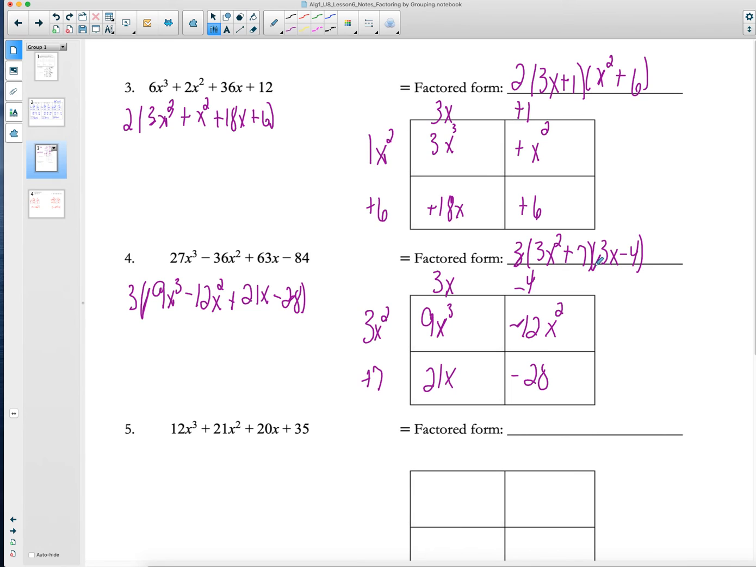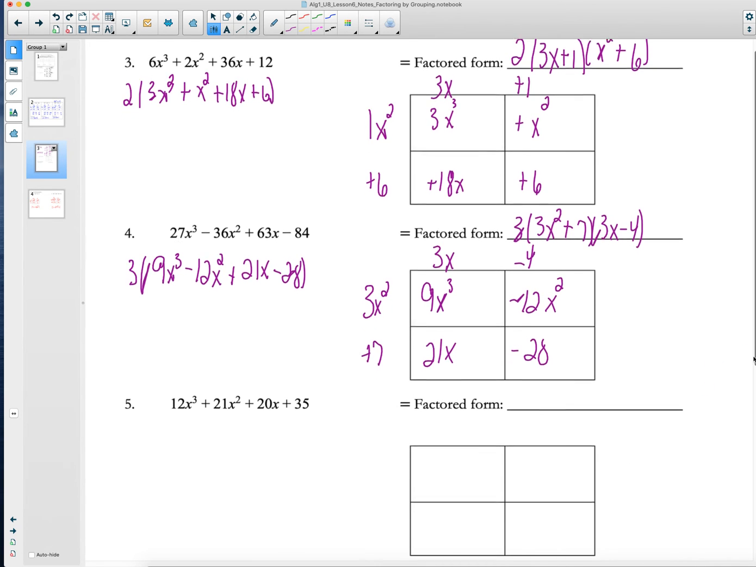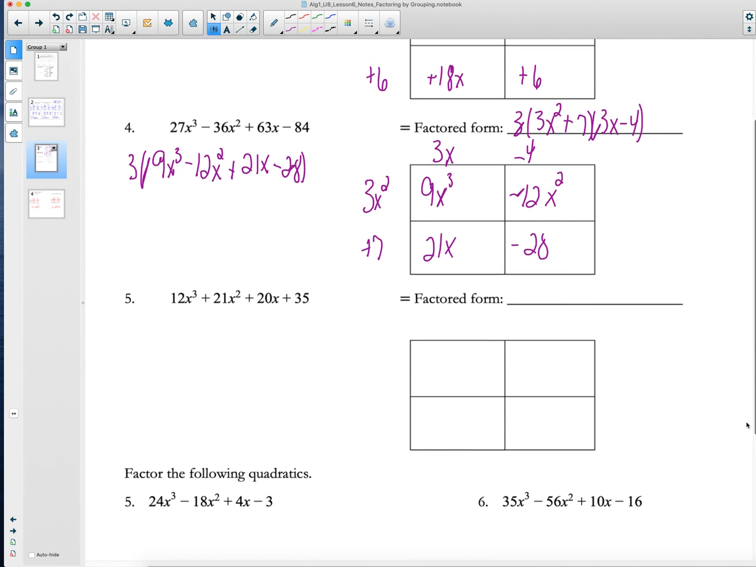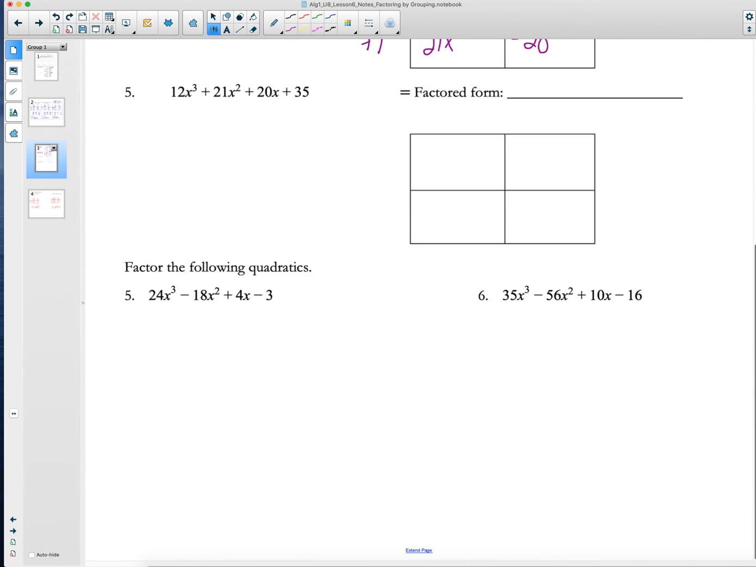And I think you guys are probably getting the hang of this. So here's what I want you to do. Pause the video, and I would like you to finish the rest of the examples on this page. There are 3 left. So go ahead and work problems 5, 6, and 7. Go ahead and give these 3 problems a shot. Pause the video and turn it back on.